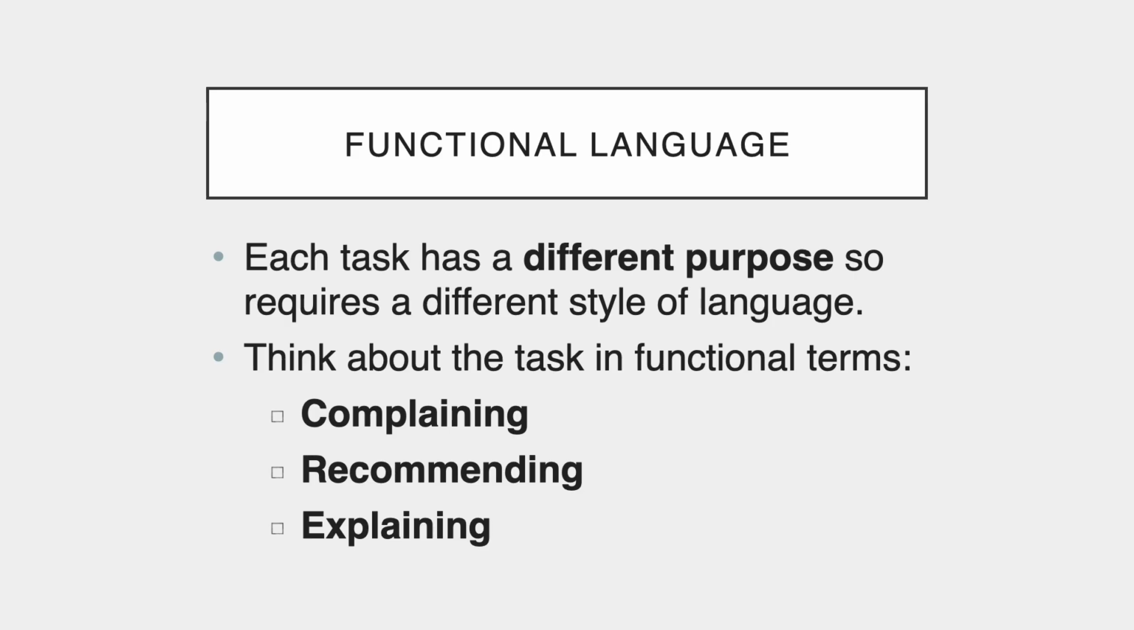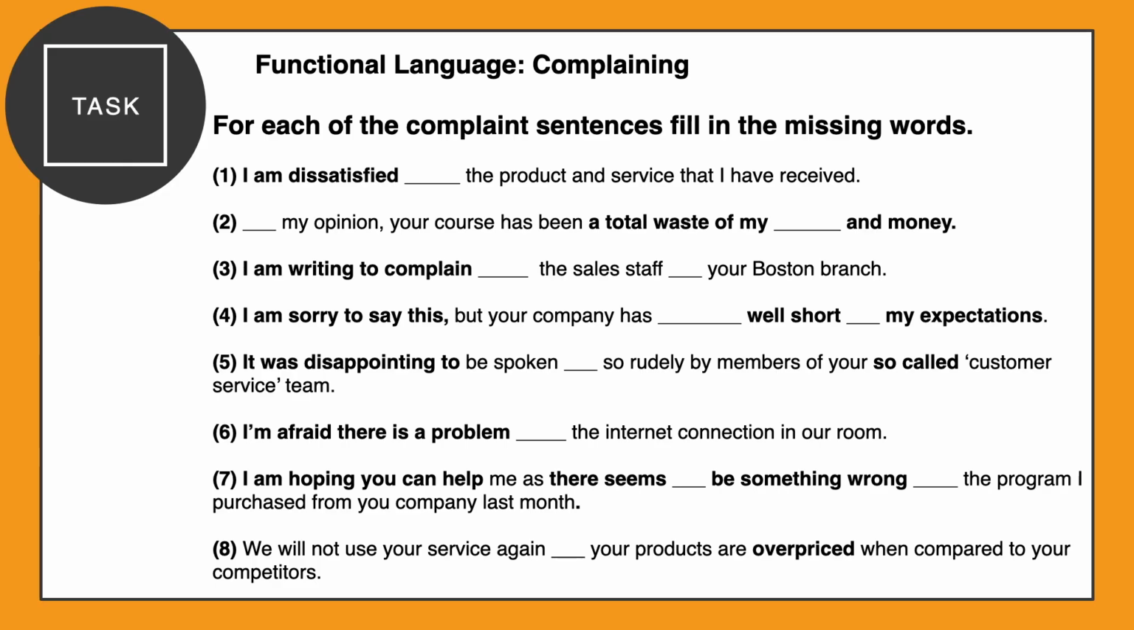Functional language. Each task or piece of writing has a different purpose, so therefore requires a different style of language. We think about the task in functional terms. The function of a type of writing could be complaining, recommending, or explaining, and many more. For example, you could write many types of letters, and one of them could be a complaint letter. Therefore, let's do a task that demonstrates the types of phrases and sentences you could use to write such a complaint letter.